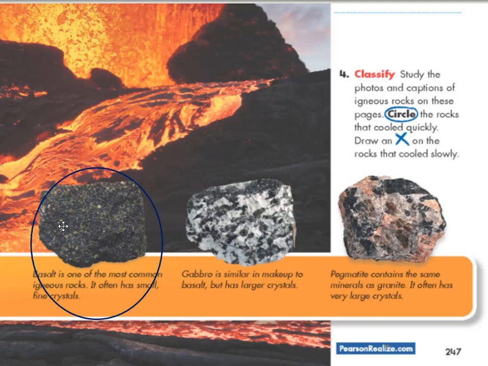Okay, next one, gabbro is similar in makeup to basalt, but it has larger crystals, so it formed fast or slow? Larger, so it's longer, so slower. Amazing. Pegmatite contains the same minerals as granite. It often has very large crystals, so it cooled down very fast or very slow? Slow, because it's large. Amazing. So we are going to put an X.